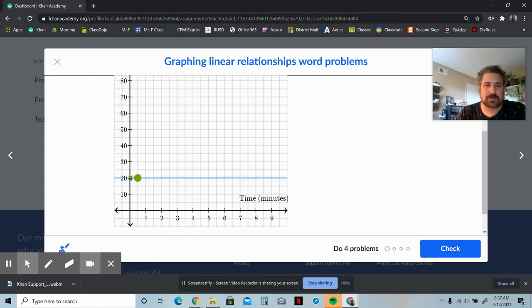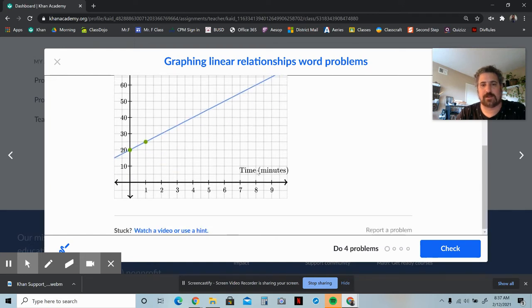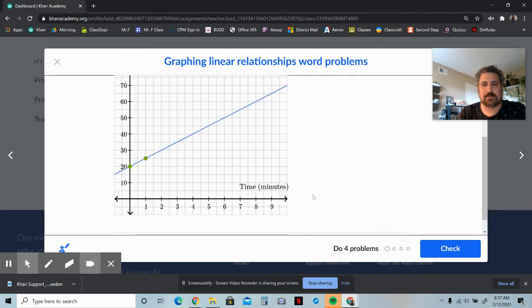So starting at (0, 20), then at 1, you'd be at 25. At 2, you'd be at 30, and so on and so forth. So at 1, you're going to be at 25. So this is the graph right there. And that's how you do it.